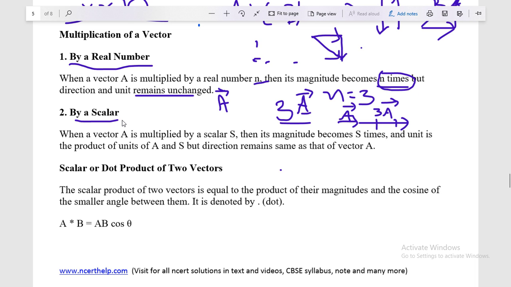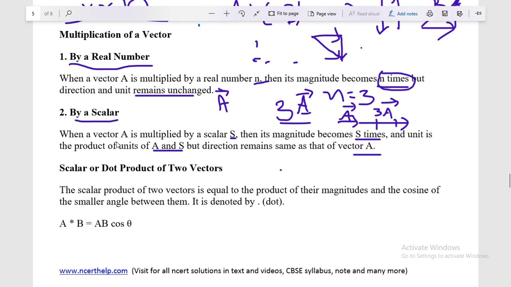So you can see here, when a vector a is multiplied by a scalar s, suppose s is a scalar, then its magnitude becomes s times, and its unit is the product of the unit of a and s, but the direction remains the same as that of vector a. So this one is the product by scalar.